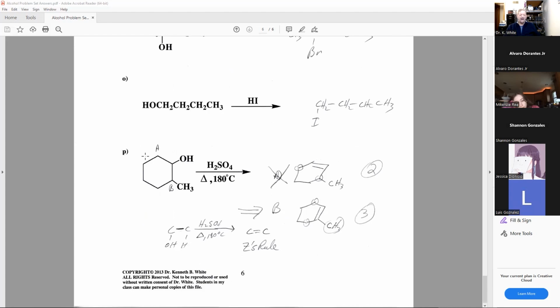And finally, I gave another example of Zaitsev's rule. Same thing, adjacent carbon, hydroxyl group, you form a double bond. You count the number of carbon atoms directly bonded to carbons in the double bond. And A is 2, and B is 3. Don't forget the methyl group. And B is your answer.